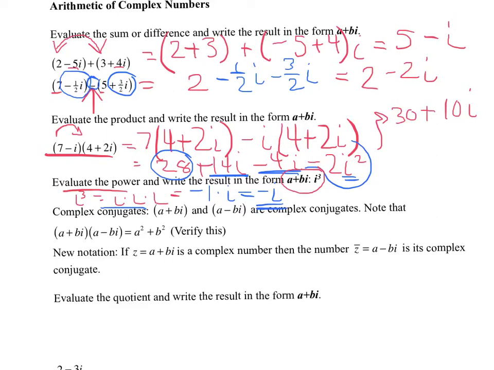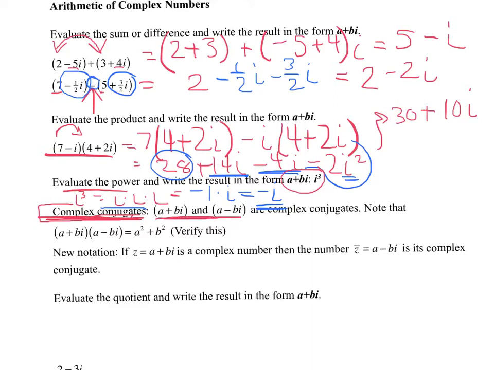Okay, so the next term that we need is the term complex conjugates, and the reason we need that is because we have to know what these are in order to do division of complex numbers. So we've got addition, subtraction, and multiplication. In order to do division, we need one more term, and that term is the phrase complex conjugates. So what are complex conjugates? These two complex numbers are called complex conjugates.